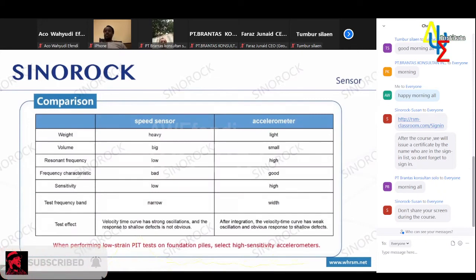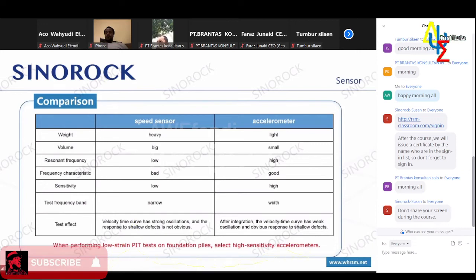So there is no need to equip the instrument with a charge amplifier. I put the speedometer and accelerometer here and made an index comparison. From the perspective of weight, the speedometer is heavier and larger, so its resonant frequency is low, and its amplitude frequency characteristics, phase frequency characteristics, including sensitivity, are worse than those of the accelerometer, including the test frequency band.